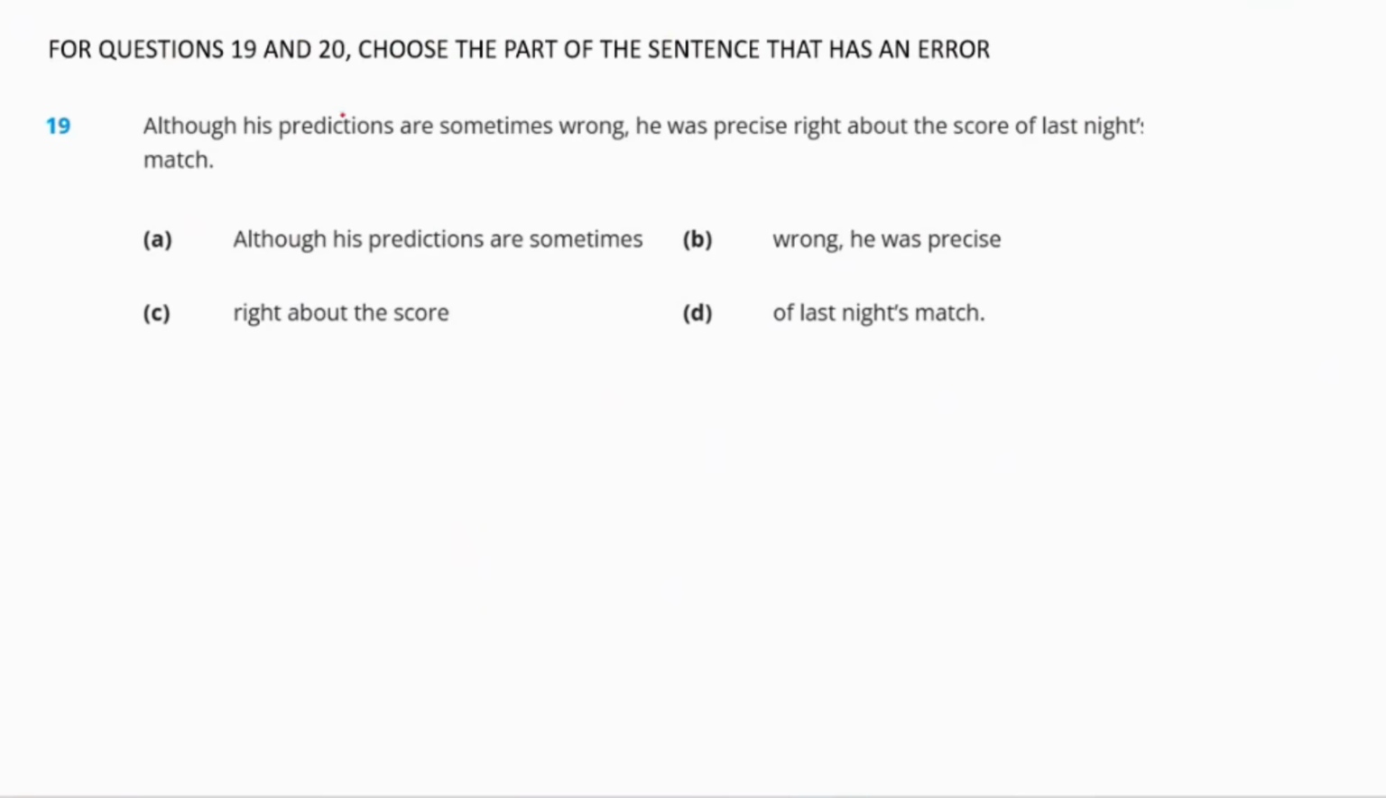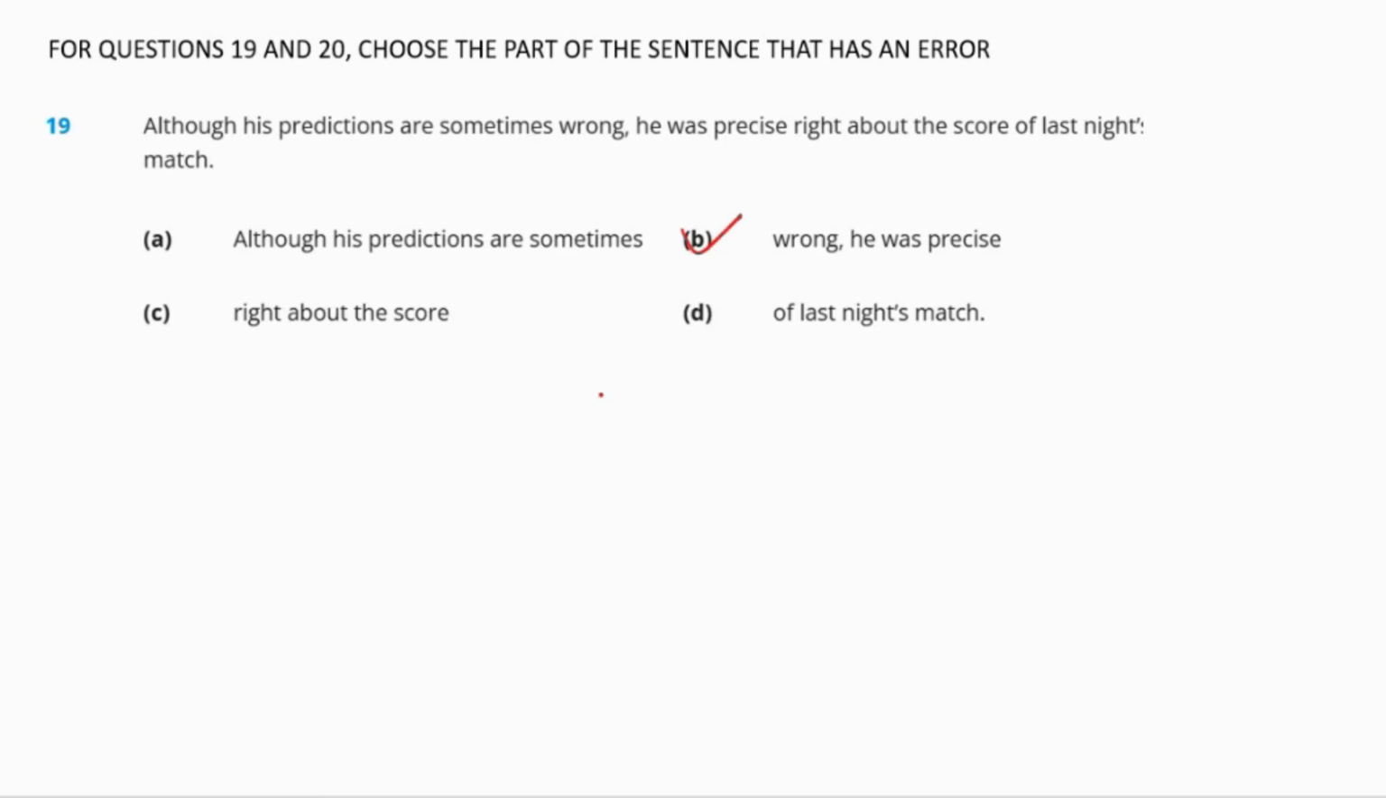Now, for questions 19 and 20, choose the part of the sentence that has an error. Okay, question 19 is: although his predictions are sometimes wrong, he was precise right about the score of last night's match. Okay, so options are option A, although his predictions are sometimes, option B, wrong, he was precise, option C, right about the score, and option D, of last night's match. So, out of all of these options, the part of the sentence that has an error in it is option B. Okay, answer is option B.